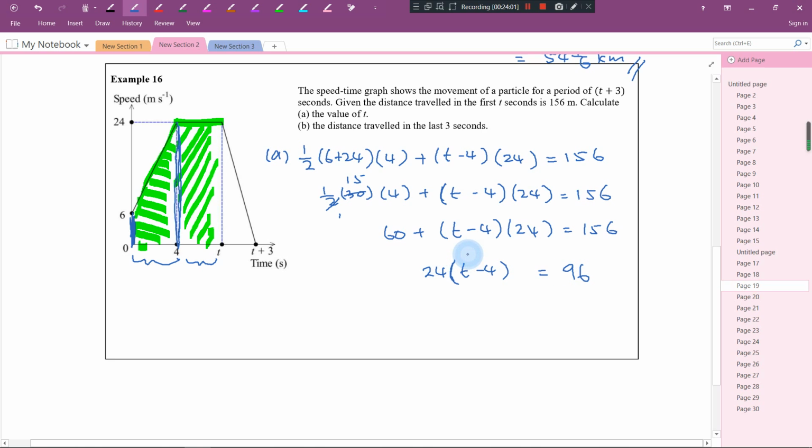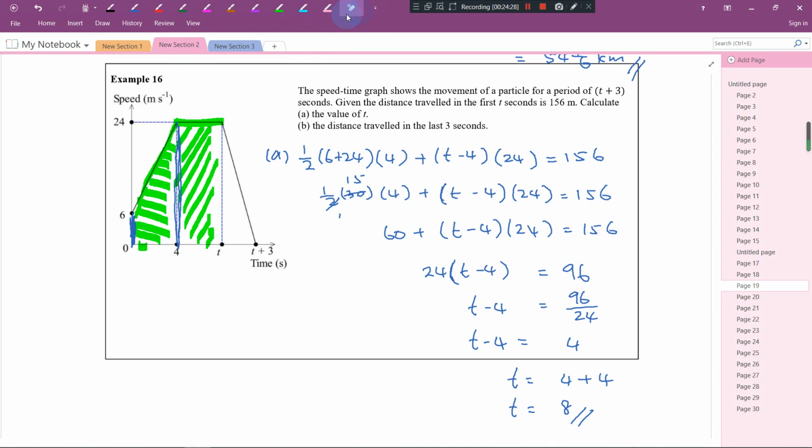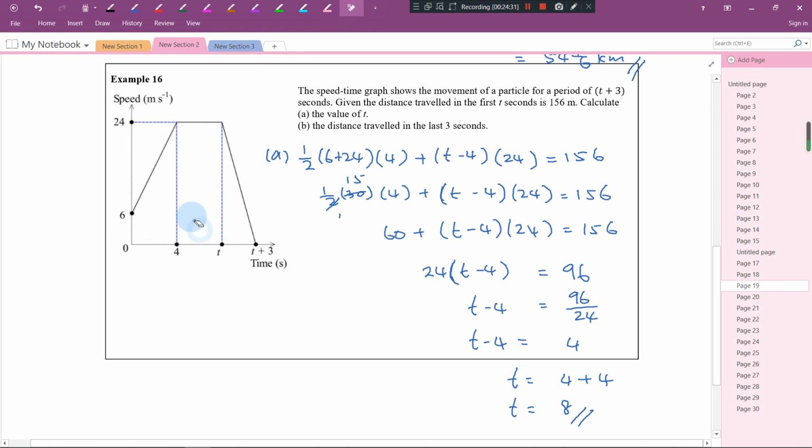So here you can do some expansion if you want. If you don't want, you just take this 24, bring it over here, become divide. So this will give you 4, and t will be equal to 4 plus 4. t is equal to 8. Once we get the answers, it's better that we write on the graph. So this is 8, and this is 8 plus 3, which is equal to 11. Now let's proceed to the next part.